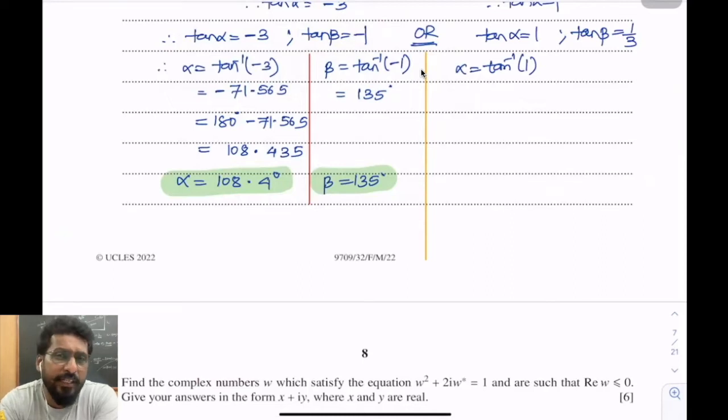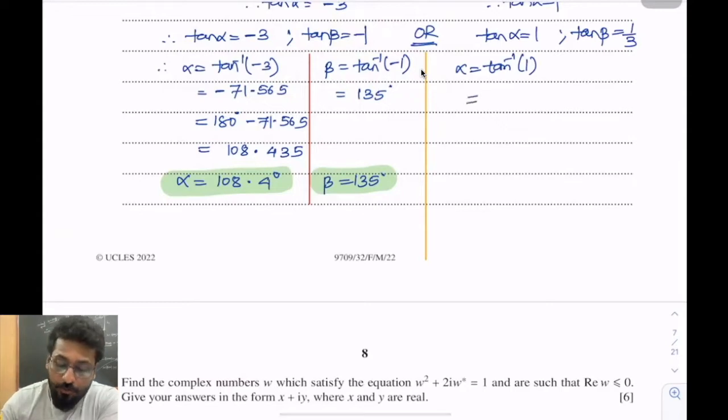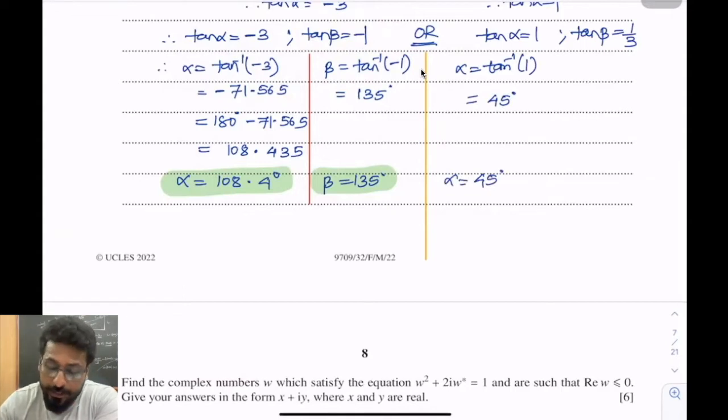So alpha and beta are definitely lying in the first quadrant this time. What's tan of 45 degrees? Don't you know that tan of 45 is 1? That means tan inverse of 1 is going to be 45 degrees. So alpha is going to be 45 degrees. So that's another set of values. Alpha is 45 degrees. And then I have tan beta is 1/3. So beta is going to be tan inverse of 1/3.